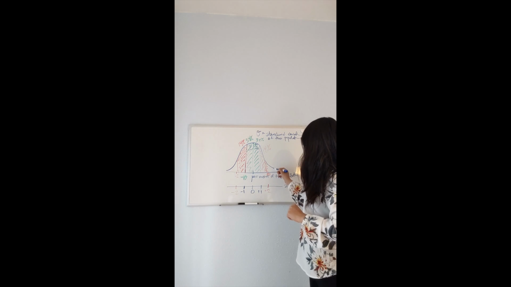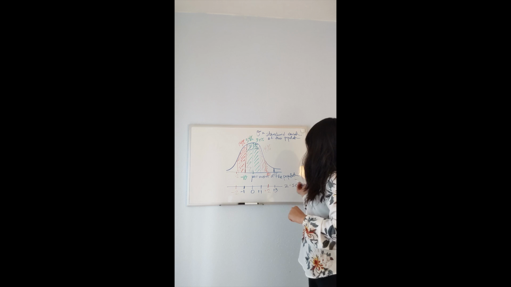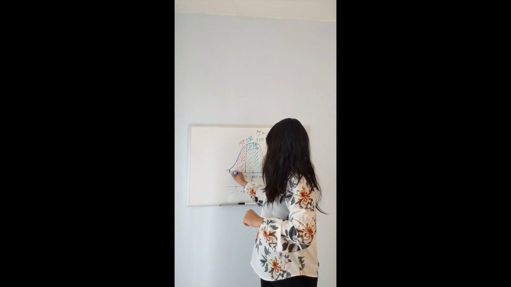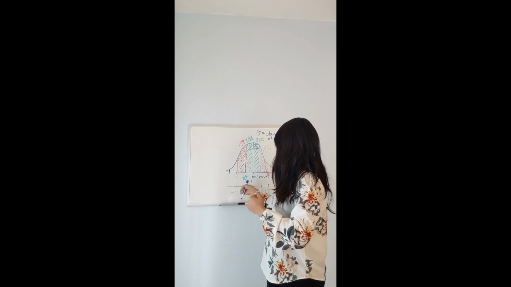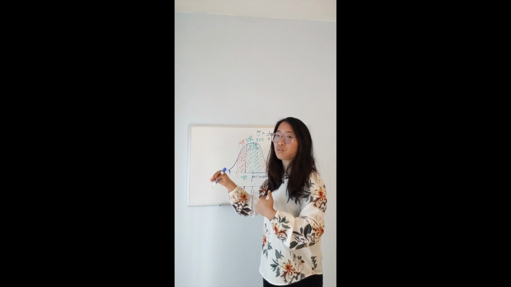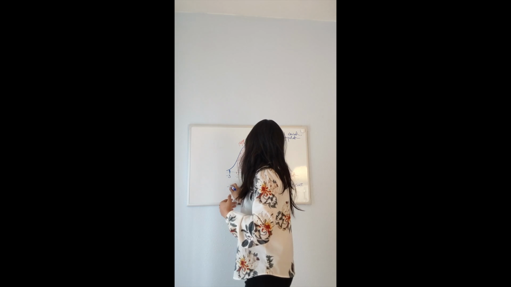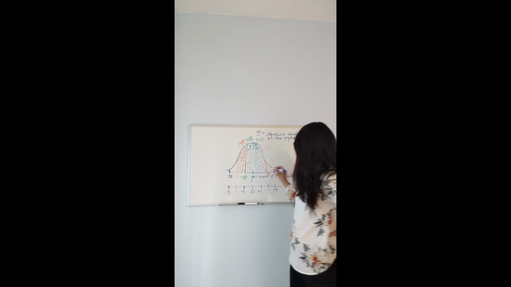So once you get up here, 3 standard deviations, this corresponds to a +3 z-score, right? And then you can see the theme, right? Every 1 standard deviation corresponds to an additional z-score. So once you get to -3 standard deviations, this is -3 z-score.